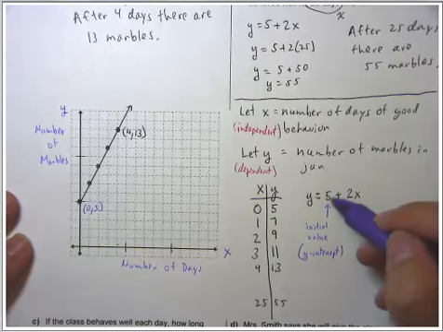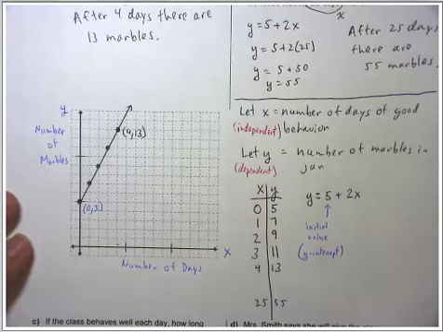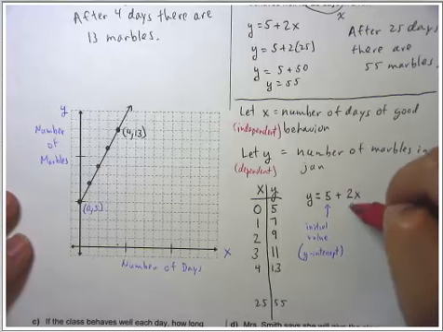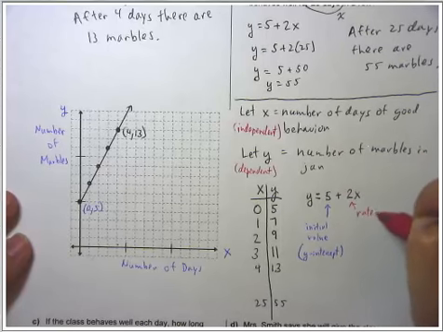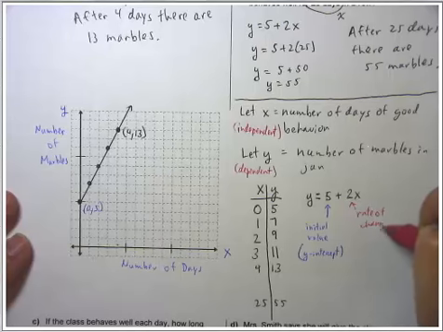So that's what this 5 is. That's the initial value. Well, what about the 2? This is the rate of change. This is how much the marbles are changing every time the number of days changes.